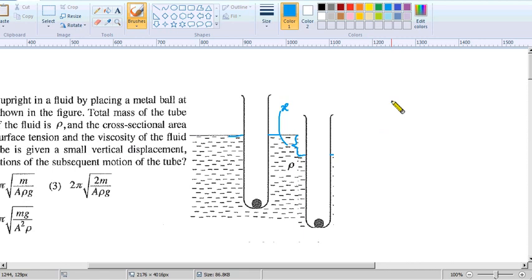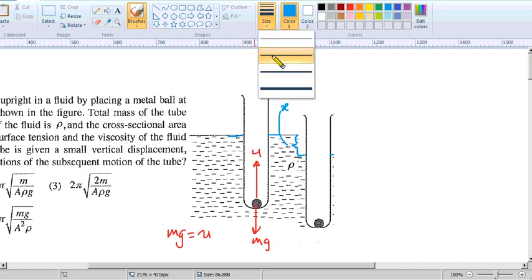So the upthrust here is u, and the weight mg is here. So since it is floating, we can write mg equals u. So the reason to have a value for u is this length, which is under the water surface.